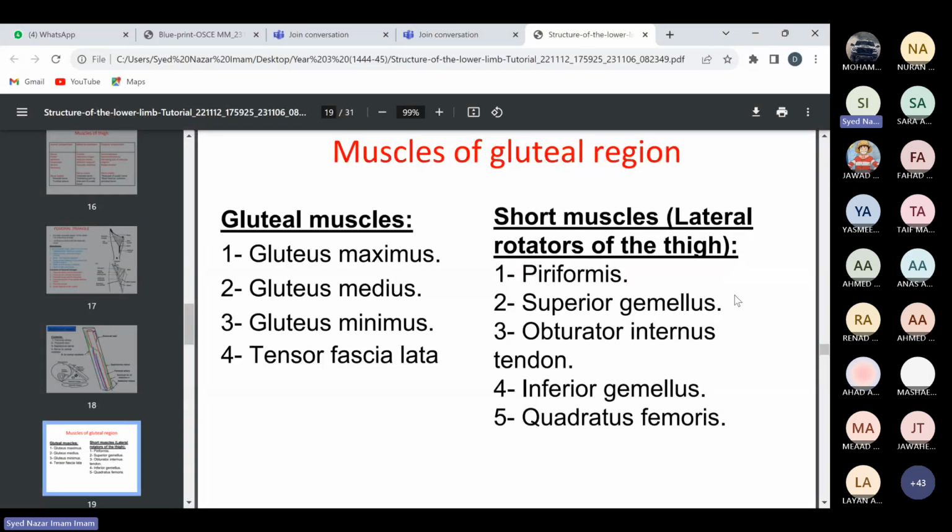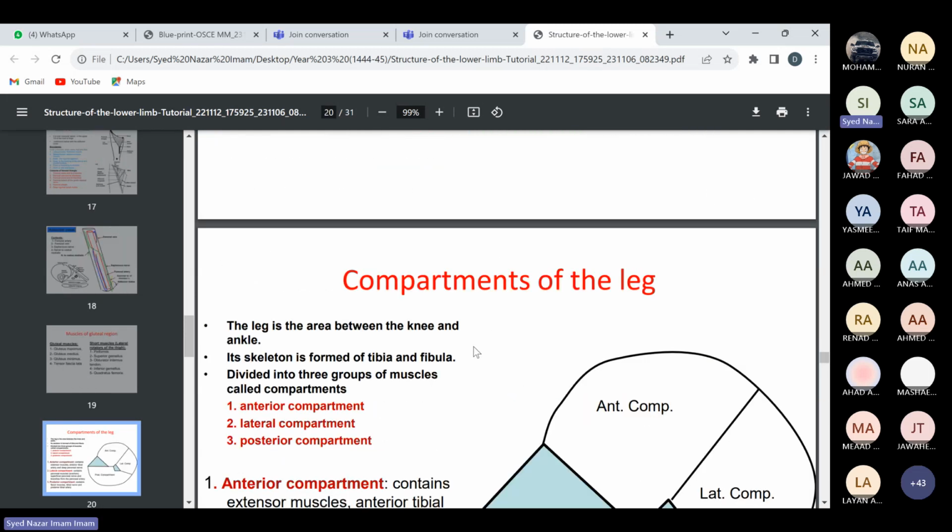So again, how they might ask you: name the short gluteal muscles. You have to name piriformis, superior and inferior gemelli, obturator internus, and quadratus femoris. This is one question. Name the lateral rotators of the thigh. Again, the same answer. Name the muscles which are attached to the superior margin of the greater trochanter or the greater trochanter. Again, you have to name all these muscles. So these are the short muscles. How to see the short muscles? You have to remove the gluteus muscles, and then once you remove the gluteus muscles, you will get the short muscles.